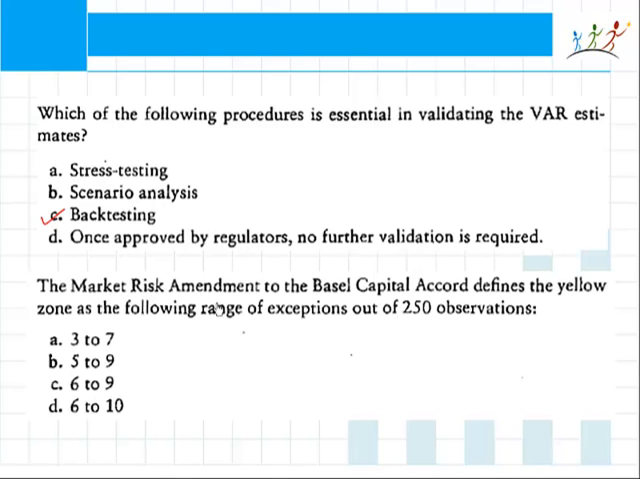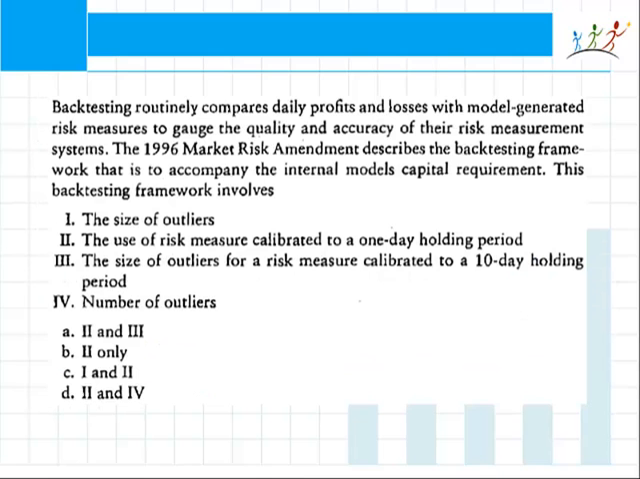The market risk amendment to the Basel Capital Accord defines the yellow zone as the following range of exceptions out of 250 observations. So if there are 5 to 9, then it's a medium risk situation and it is in the yellow zone according to the Basel committee. Backtesting routinely compares daily profits and losses with model generated risk measures to gauge the quality and accuracy of their risk measurement.